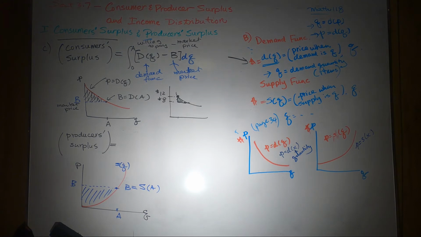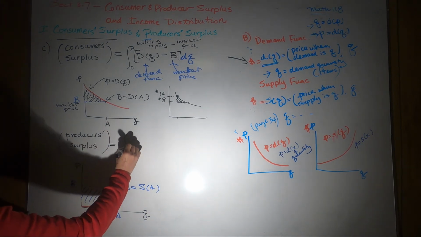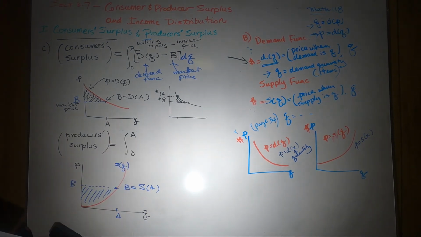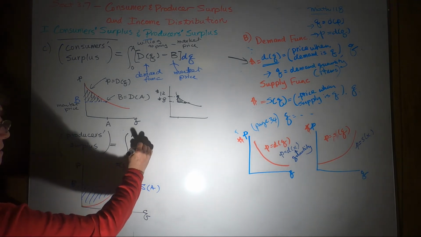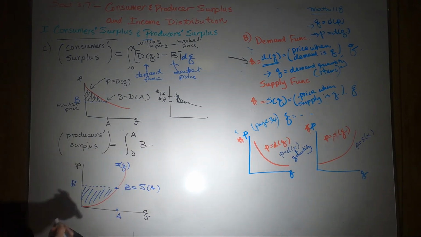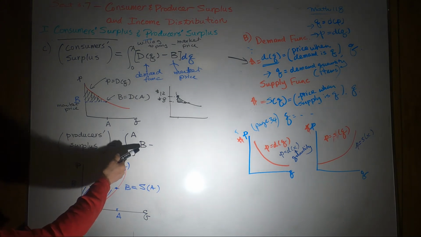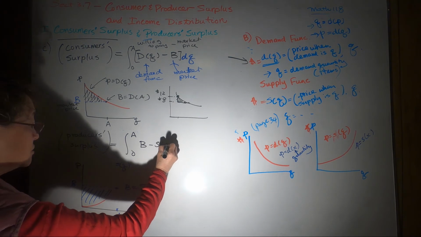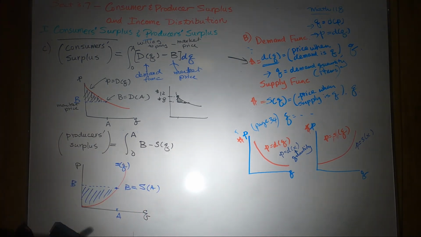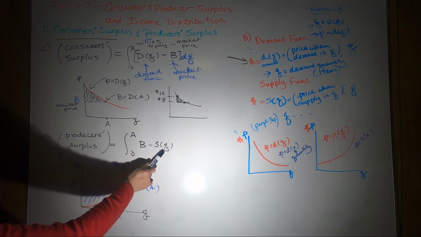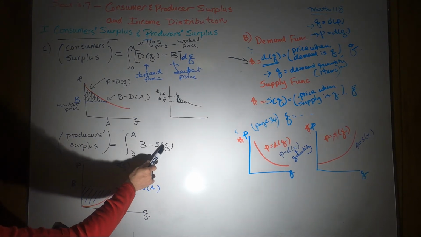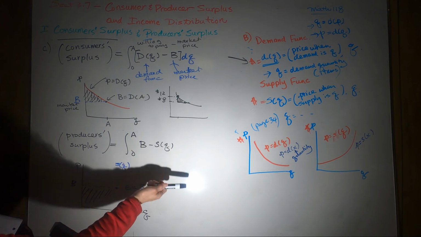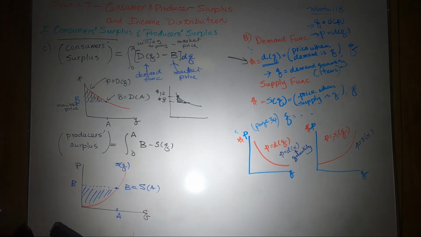Okay, so the producer surplus will be what? We are talking about from zero quantity to a quantity, from what? The market price is what it is, then minus what? The supply function, the price they are willing to take, right? Market price minus the price they are willing to take, that would be the surplus for the supplier.